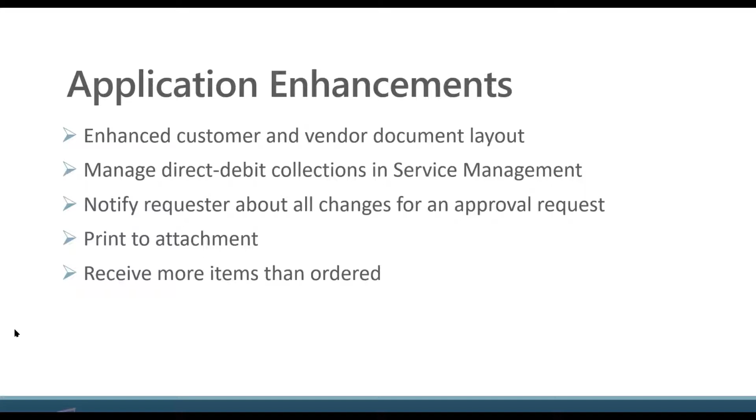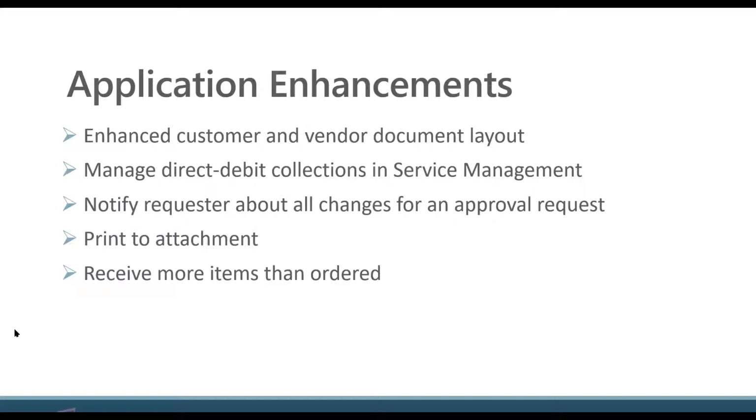Notify requester about all changes from an approval request. This is some enhancements around the approval system. There are notifications that can go back and forth between the requester and the approver, but there's some added functionality now about all changes that would be happening. Primarily around, let's say, a cascading approval scenario, I've got the ability then to notify the approver or the requester more than one time.